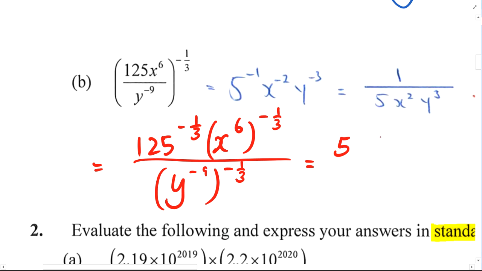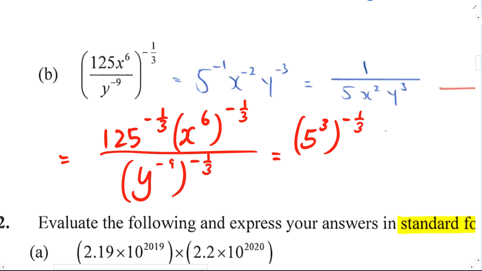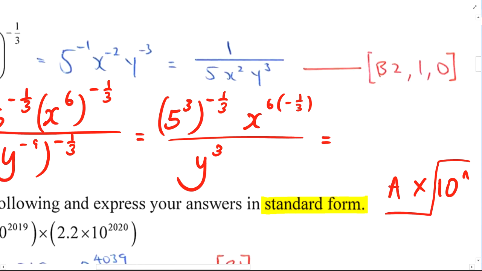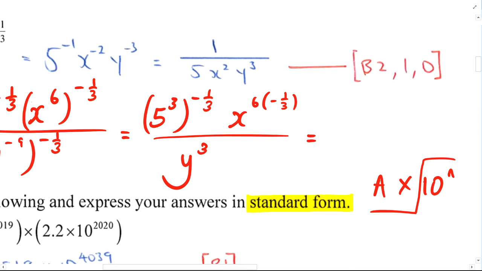Okay, so if I want to write it this way, 5 to the power of 3, that's 125 to the power of negative 1/3. Then x to the power of 6 to the power of negative 1/3 is simply x to the power of 6 multiplied by negative 1/3, divided by y to the power of 9 times negative 1/3 gives me 3. Okay, so from here, 5 to the power of 3 times negative 1/3 is 5 to the power of negative 1. Then I've got x to the power of negative 2 divided by y to the power of 3.